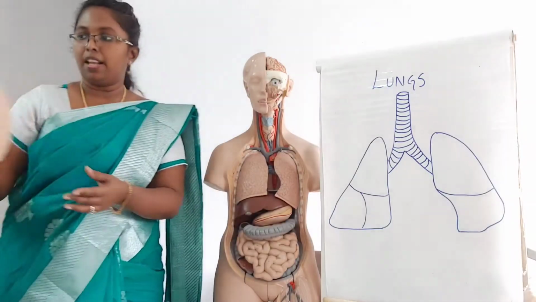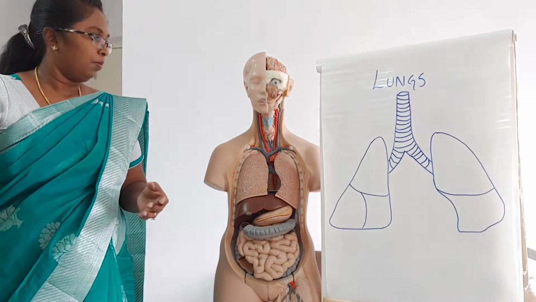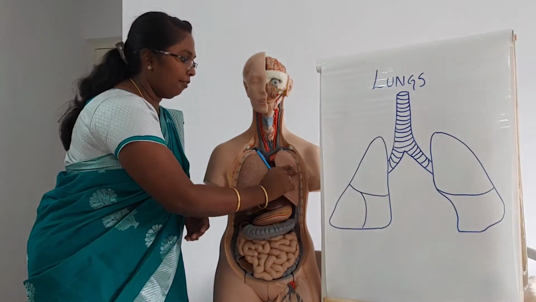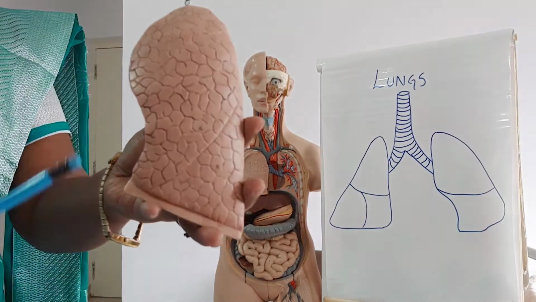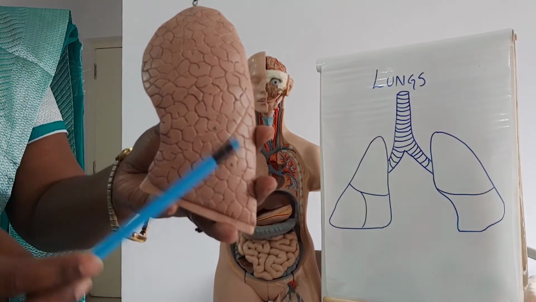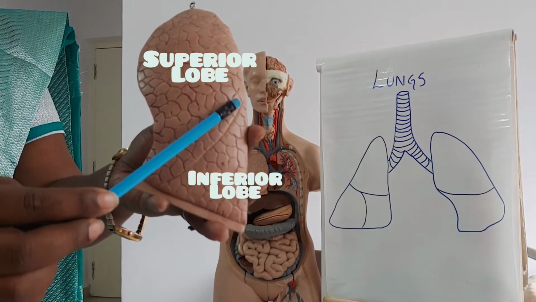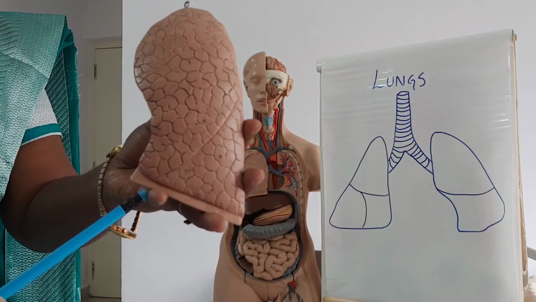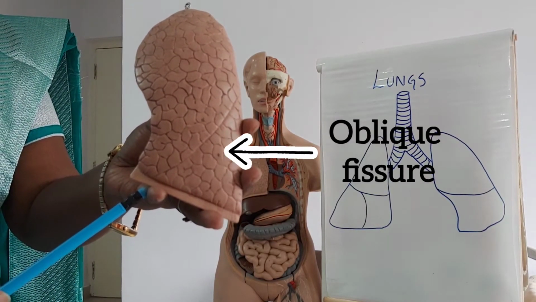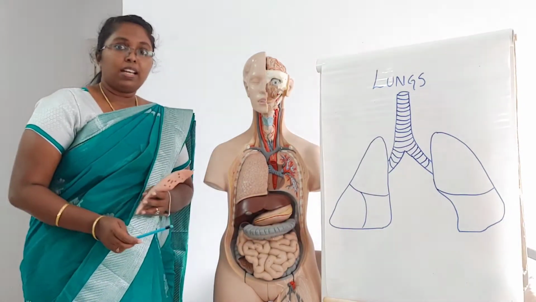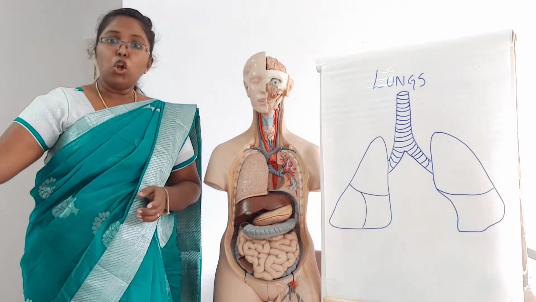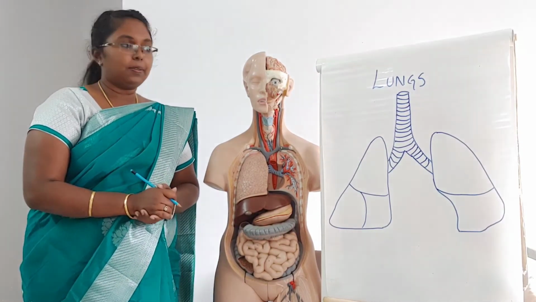Similarly in the left lung. This is the left lung part. So there is a superior lobe and an inferior lobe, which is divided by an oblique fissure. So I hope you have known about the lobes of lungs.